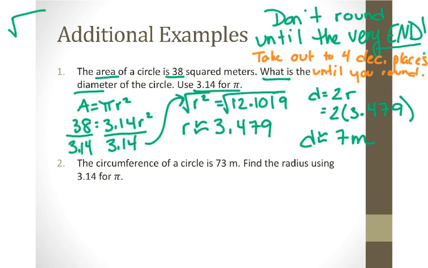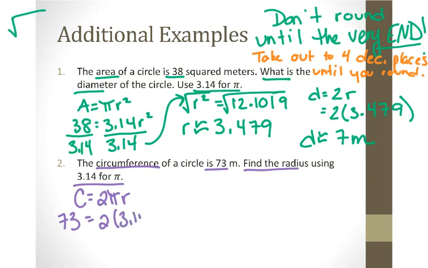Looking at question 2 now, it says the circumference of a circle is 73 meters. What is the radius using 3.14 for pi? So circumference is 73, and I need to find the radius using 3.14 for pi. I'm going to use the formula circumference is equal to 2 pi r. Fill in what I know: circumference is 73, I have 2 times pi, which is 3.14, times my radius, which I'm asked to solve for. I'm going to simplify and then solve for r. Now you have a one-step equation, so you're going to divide both sides by 6.28.